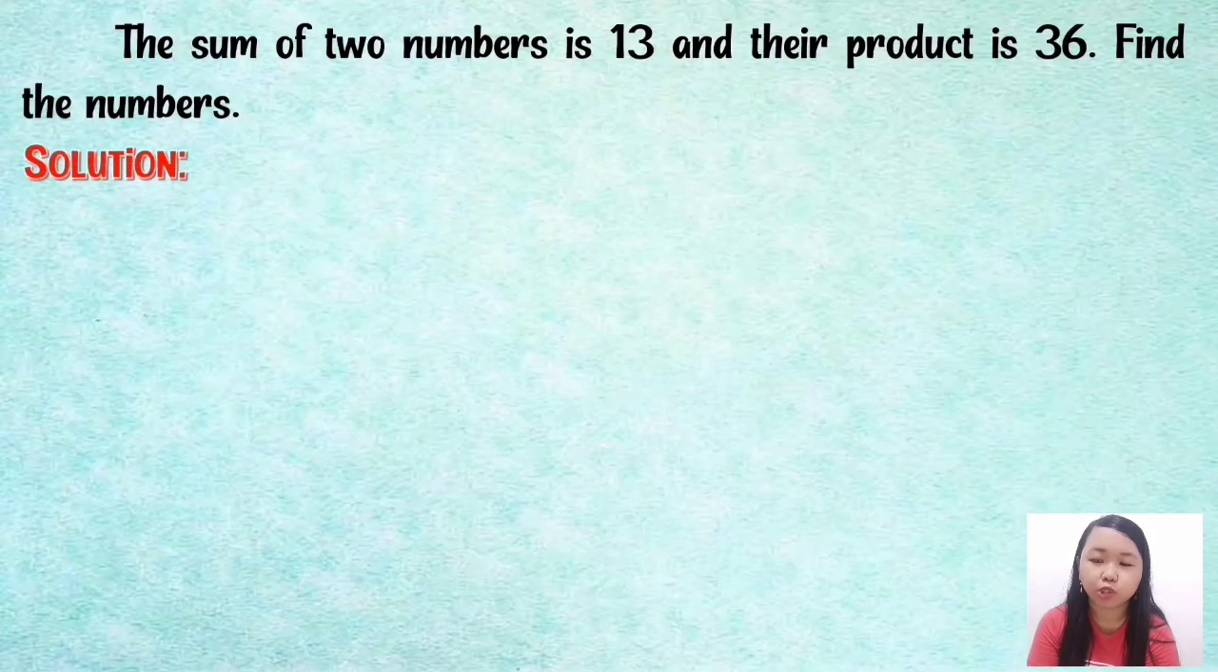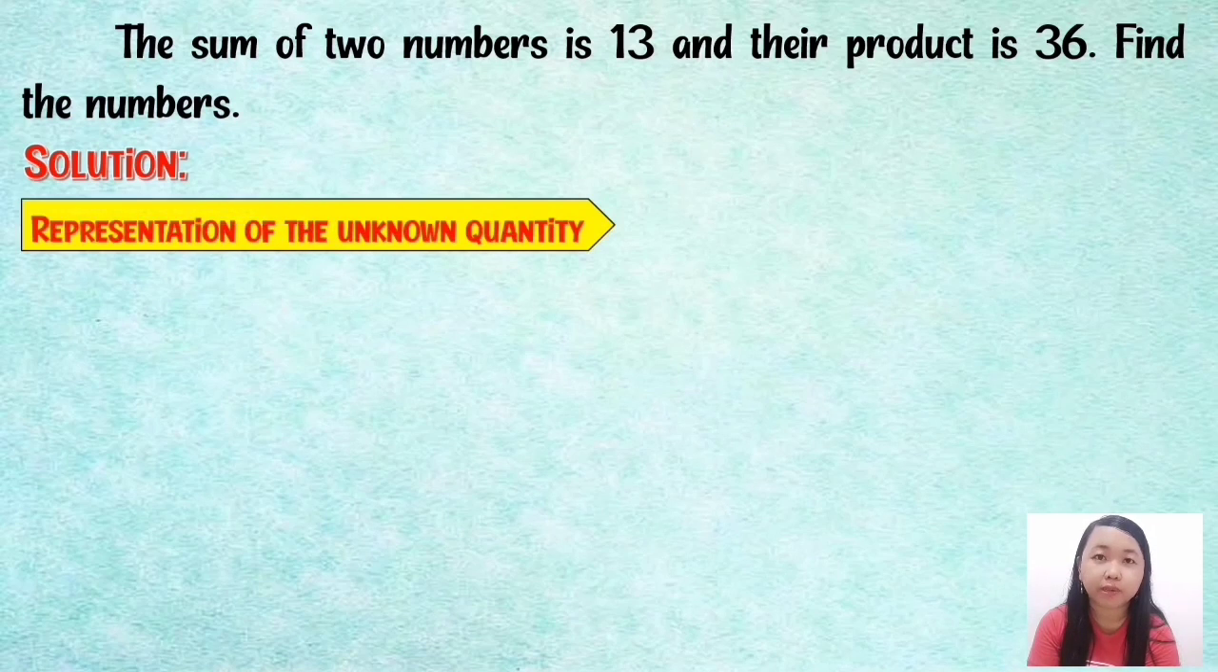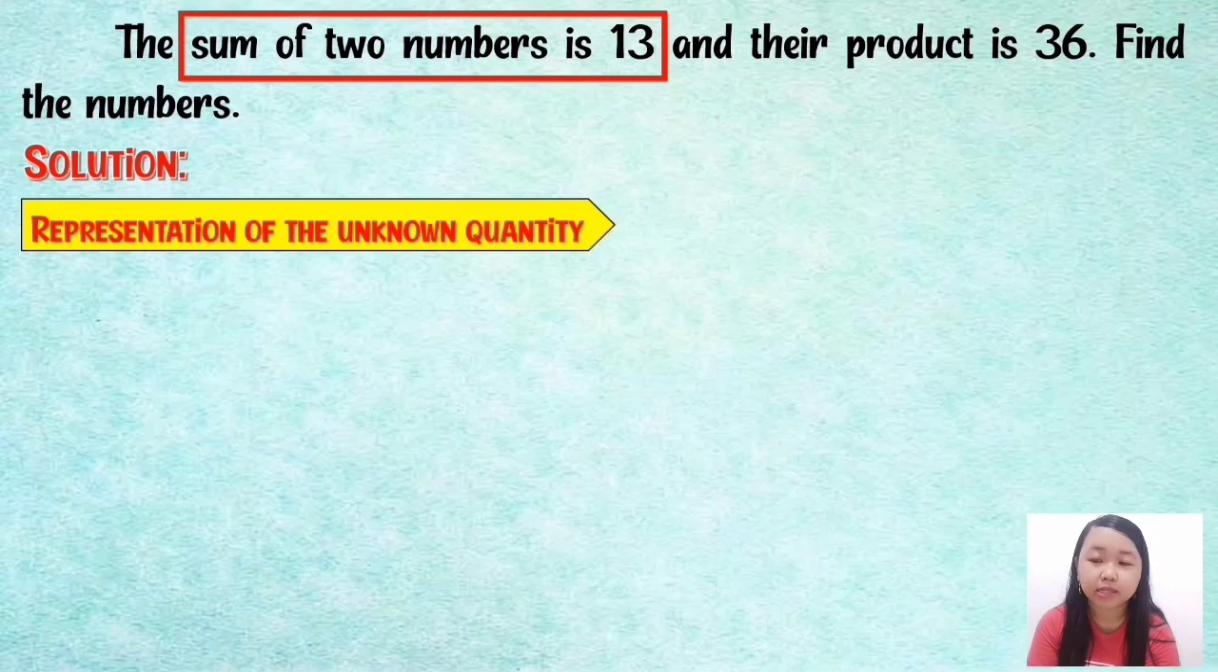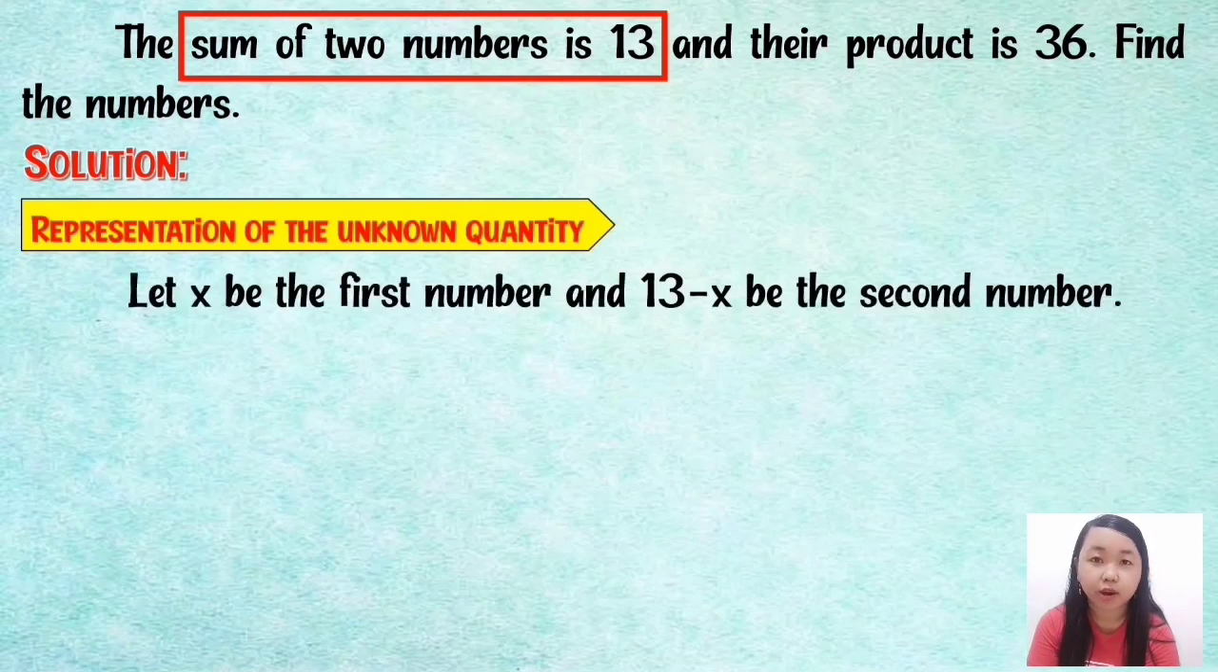So for our solution, the first step is we need to represent the unknown quantity. Based on the problem, we have two numbers involved. So for us to represent the unknown quantity, go back to the problem and look for a clue. The phrase, sum of two numbers is 13, would lead us to this representation. Let x be the first number and 13 minus x be the second number. We could get the second number by subtracting the first number from the sum, which is 13.